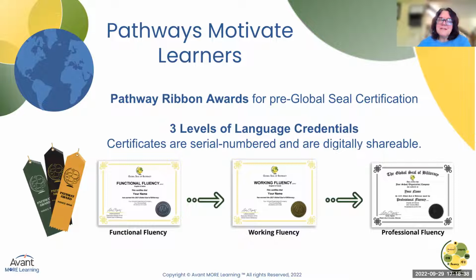And then the Global Seal itself has 3 different levels of certification. So we call them functional fluency. So that's when a student is able to survive and get by on their own. It won't be pretty. They'll make mistakes, but we talk about a sympathetic native speaker who will be able to connect the dots and understand what they're trying to say. A great example of a sympathetic native speaker is their teacher. Oftentimes, the teacher has to sometimes figure out what the student meant to say when it didn't quite come out the right way.